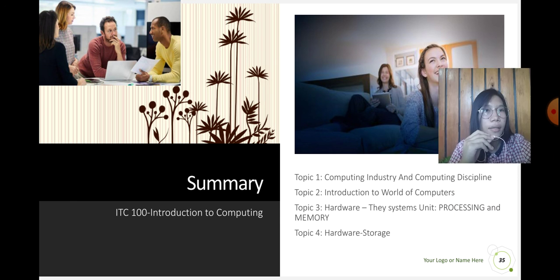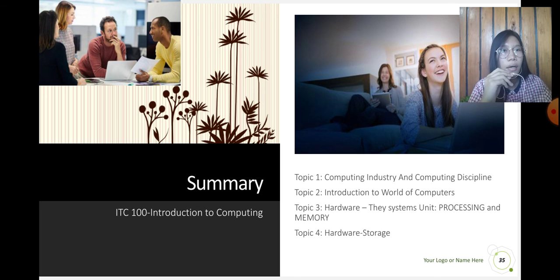And this is my summary of topic 1, computing industry and computing discipline. Topic 2, introduction to the world of computers. Topic 3, hardware, the system unit, processing and memory. Number 4, hardware storage, and this is all about the summary of chapter 1 and chapter 4.